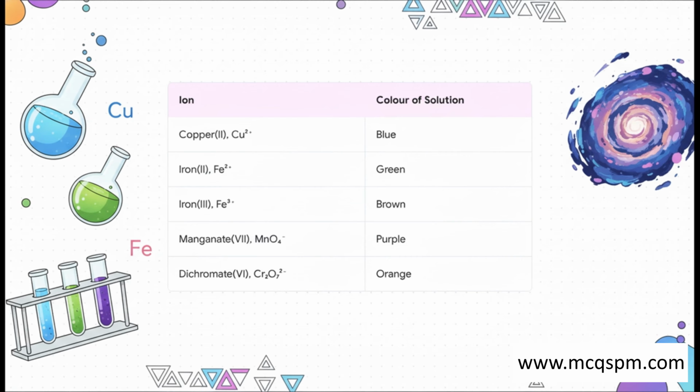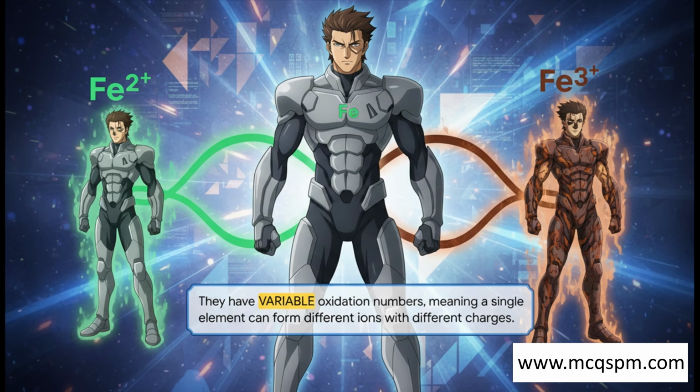And here it is, superpower number 3, the one we saw trip people up in the exam questions: variable oxidation numbers. All this means is that a single transition element can form different ions that have different positive charges. It's like an actor who can play different roles. One minute iron can be the +2 good guy, and in the next reaction, it can switch to being the +3 character, and its properties totally change.